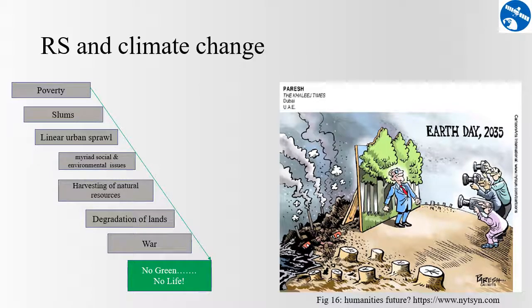And lastly, we talked about remote sensing and climate change. And where does this all lead? Okay, well, poverty leads to slums. Slums lead to linear urban sprawl, which creates social and environmental issues. Once you have that, people are going to start harvesting those natural resources. Lumber for cooking, lumber for houses. Degradation of lands. Once you have no natural resources left, then war takes place over them and destroys the rest of it. And then we all know, no green, no life. And then we have our politicians over here on the right.